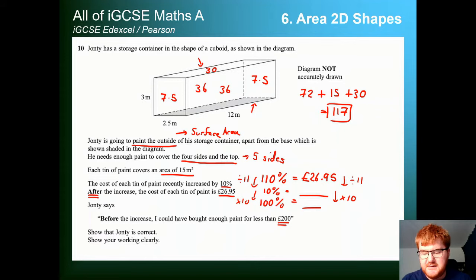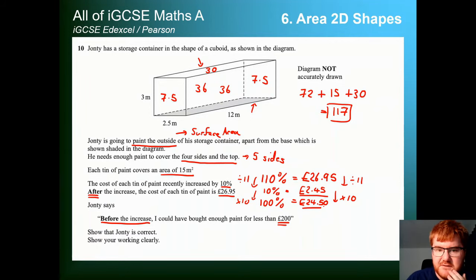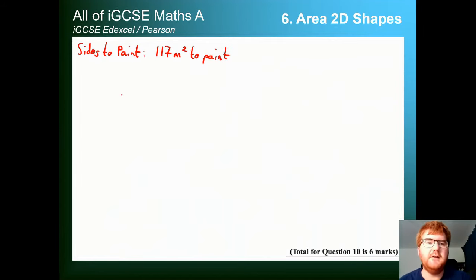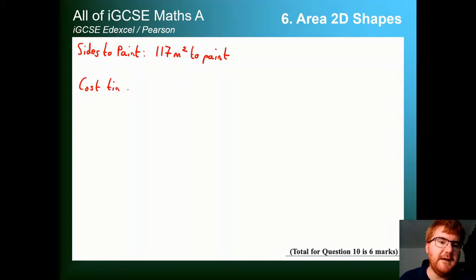So if I take 26.95, divide by 11, it's going to be 2.45, times that by 10, that's going to give me £24.50. So the original price, which is what we're interested in because we want to know before the increase, was £24.50 per tin of paint. Okay, so let's write that down. So cost of tin of paint.